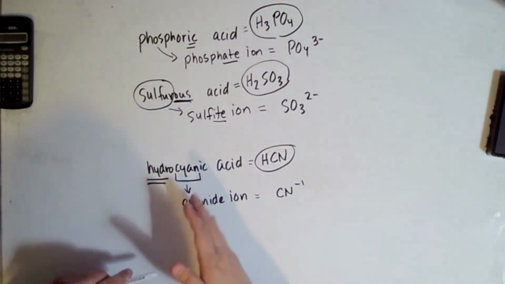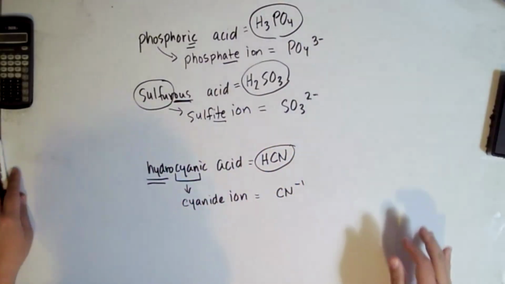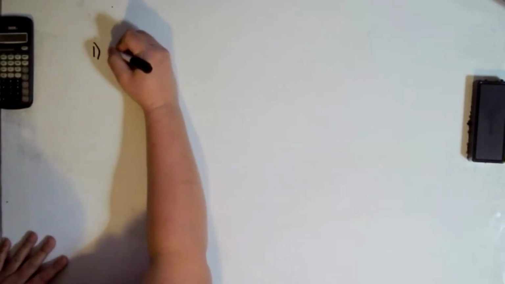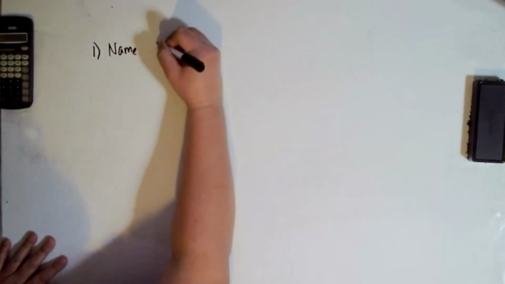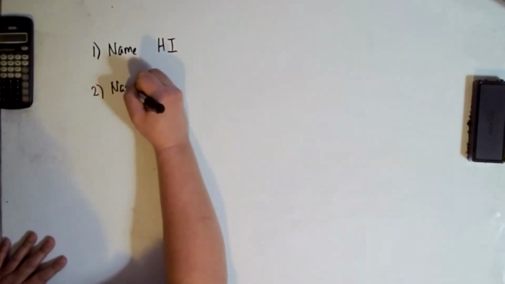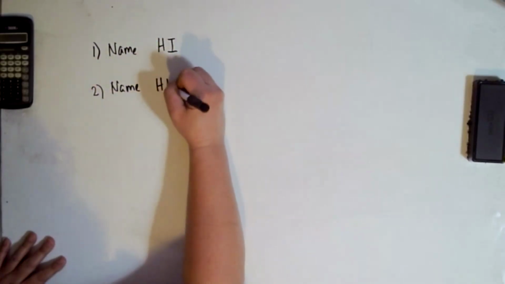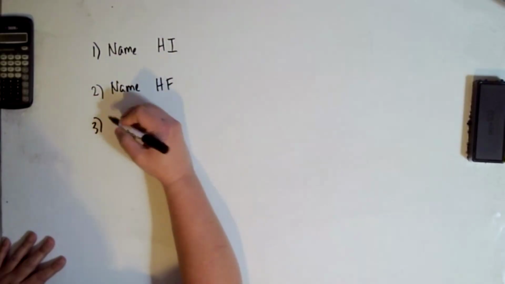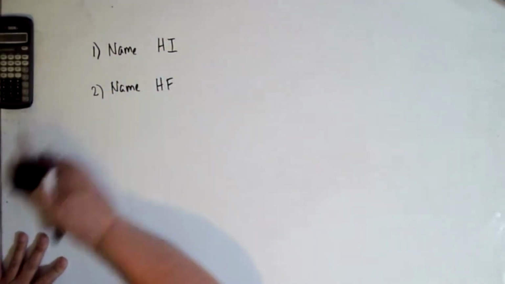Okay, so that's how we're going to go from the names to the formulas. But now we're going to practice. We'll do a bunch of different practice. We'll do some formulas and then turn them into names, and then some names and turn them into formulas. So we're starting with naming HI, naming HF, and we already named HBr, so we don't have to do that one again.